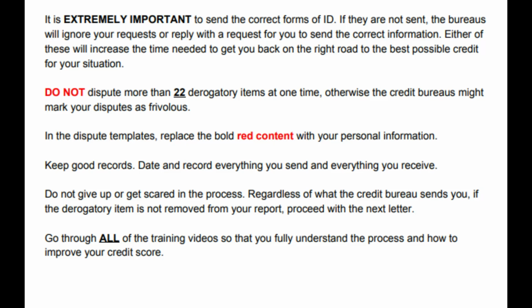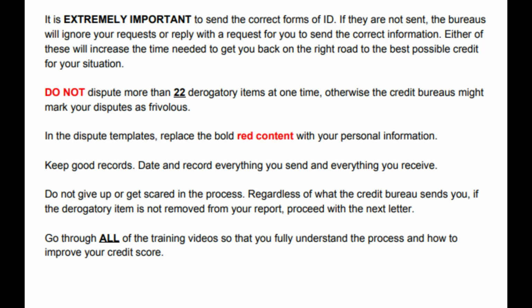Keep good records, date and record everything you send and everything you receive. You're gonna process everything as if you're gonna go to court. So every document you get, itemize it. You can do A1, A2, A3, go up and down, so that way you can use them as an exhibit if you ever have to go into court. Trust me, you may have to.